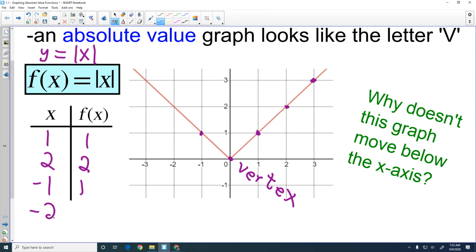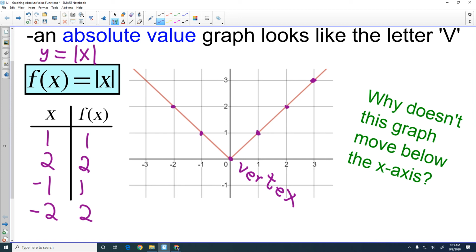Same thing for -2. Well, the absolute value of a -2 is a positive 2. Remember, I don't care about the sign. I'm just looking at that number. So -2, positive 2. And if you notice from the vertex, it keeps this same pattern going left 2, up 2, or left 1, up 1, left 1, up 1. That pattern just keeps on going forever and ever.